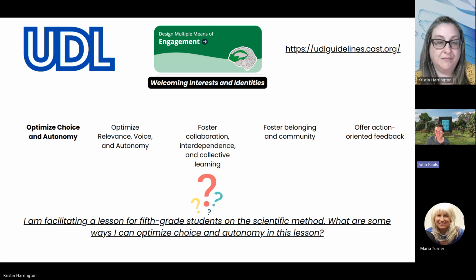I'm just going to take that first area and we're going to take it from each level so we can see what AI suggests and how you can use this as a tool. So the prompt that I developed, given optimizing choice and autonomy when it comes to engagement, was this. I'm facilitating a lesson for fifth grade students on the scientific method. What are some ways I can optimize choice and autonomy in this lesson? So I'm taking it straight from the UDL guidelines, I'm framing it into my prompt, and now we can see what AI says.